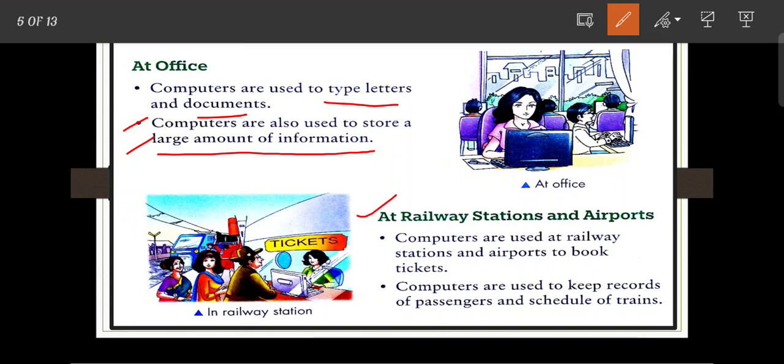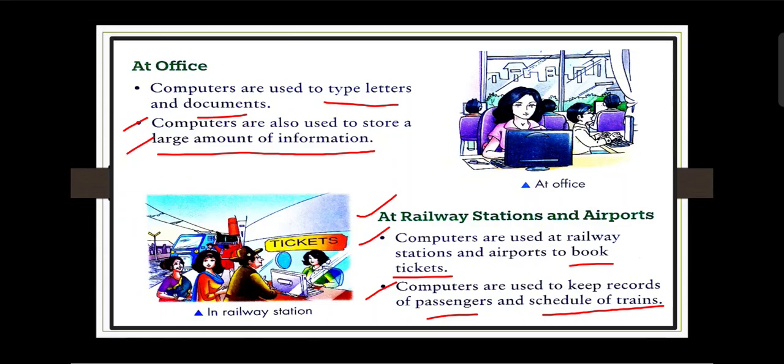Next is airport and railway station. So first use is the computers are used at railway stations and airports to book tickets. Nowadays we can easily book tickets by using the computer, and the computers are used to keep records of passengers and schedules of trains and flights. So we can easily book a railway ticket or a flight ticket by using the computer, and the computers keep records of all the passengers and schedules of trains and flights.